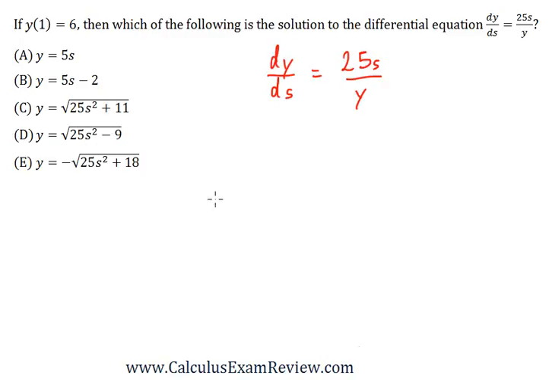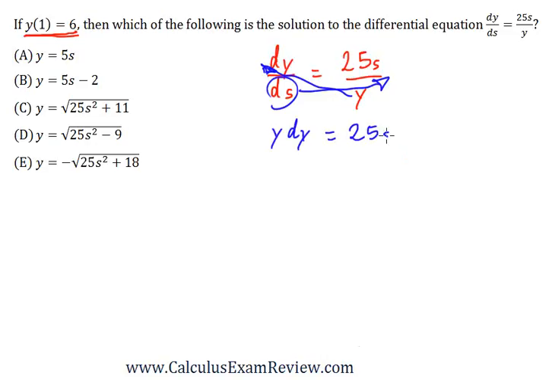And let's find the solution to the differential equation, given that y of 1 is equal to 6. So let me just get started by cross multiplying here. I'll throw the y over here and the ds over there. I get y dy equals 25s ds.